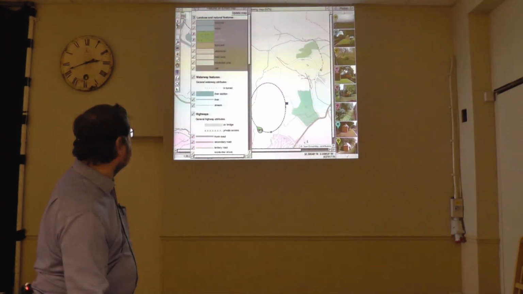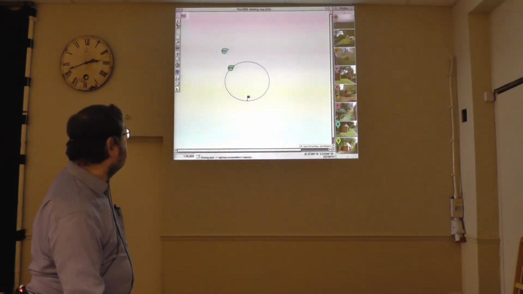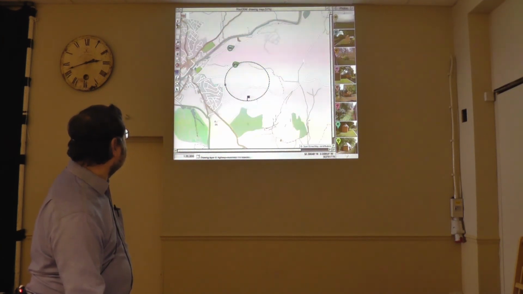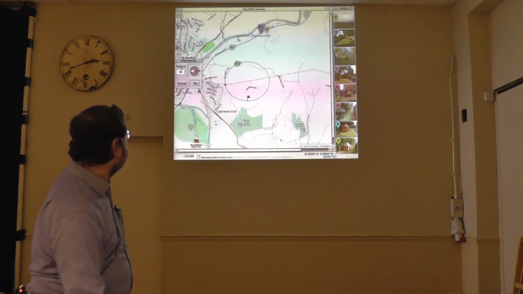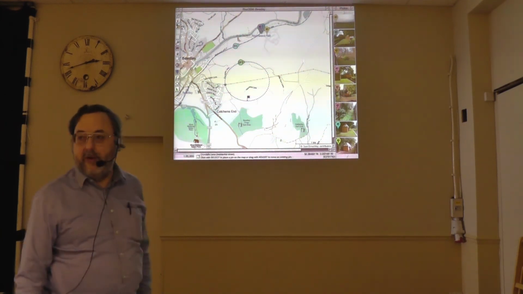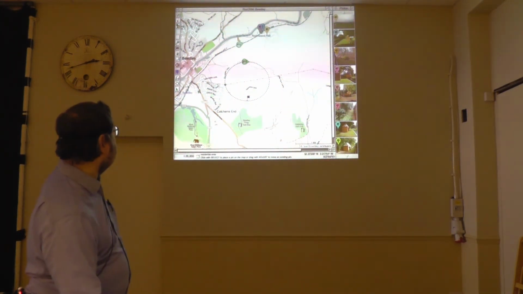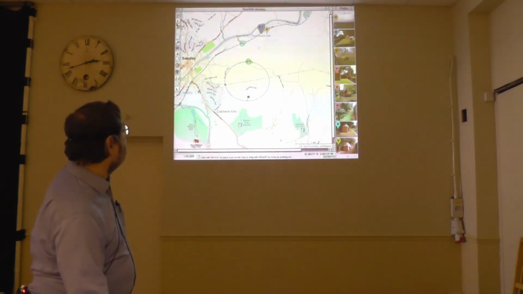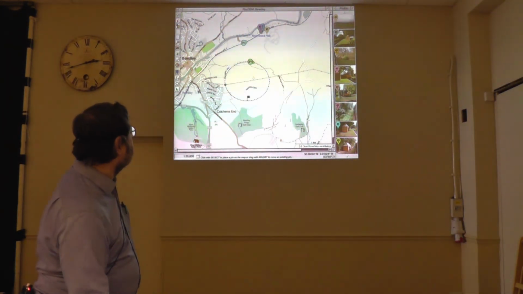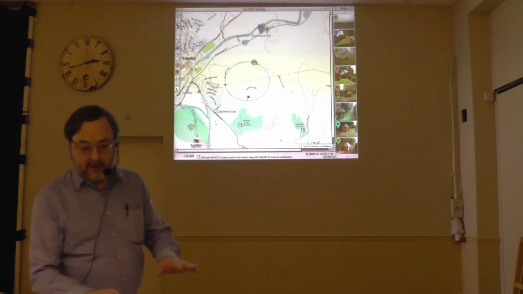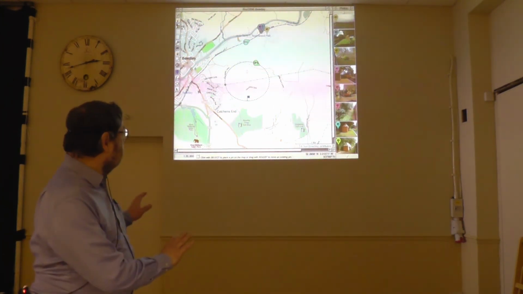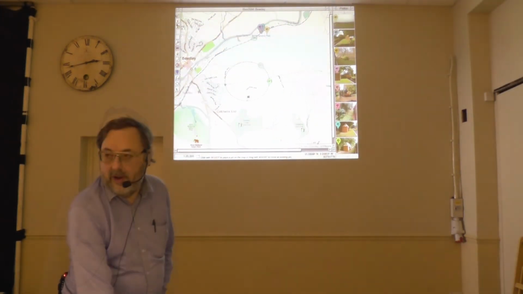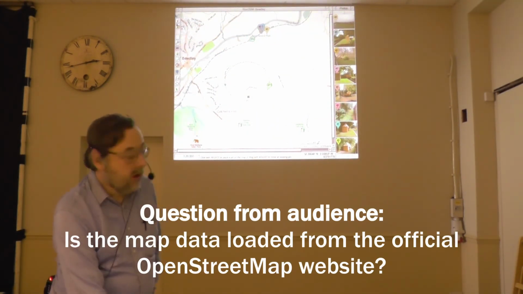You can also rotate the map. So if you fancy north at 90 degrees, there it is. So north is now that way. But the text is all still readable. So the town names are still horizontal. So that's rather cunning. So you can, if you were doing a GPS following, you could rotate the map so that straight ahead is the direction you're walking. And the map data, is it loaded from an official OpenStreetMap?